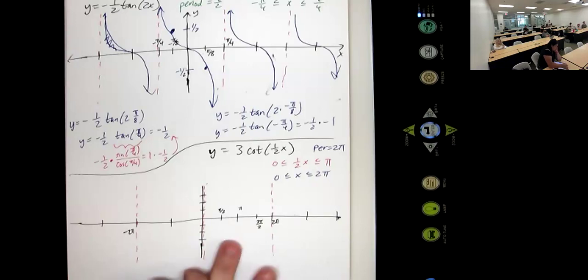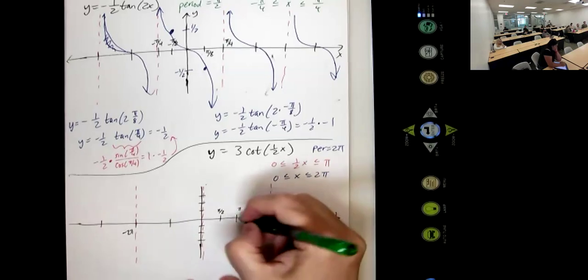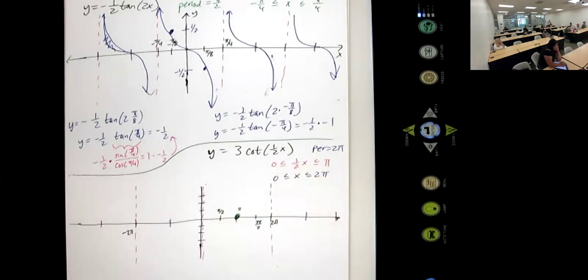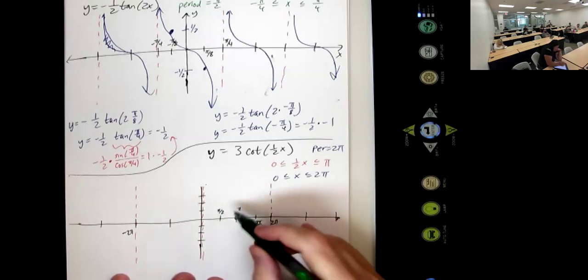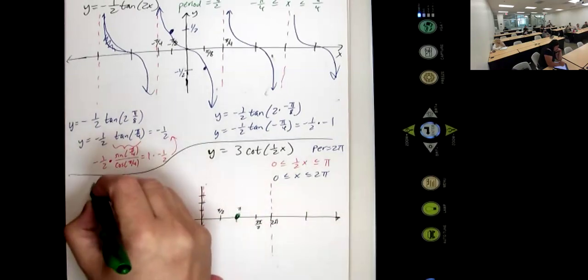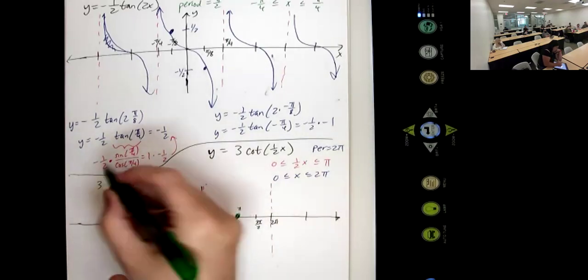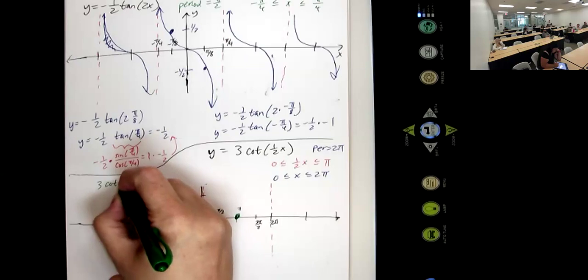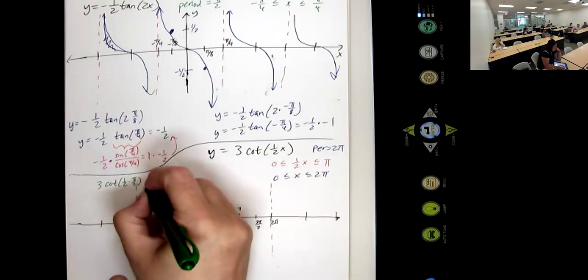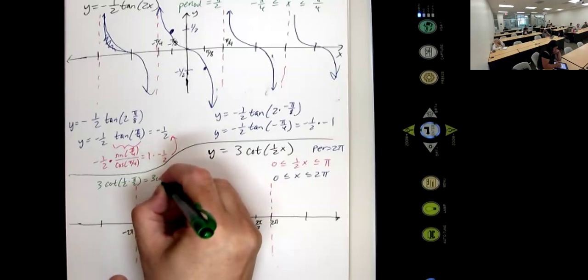What happens at the middle of the graph? What's happened in the middle of the graph for all of these so far? 0. Tangent and cotangent, the middle was 0. So if you don't remember which way it goes, is it up on the left or up on the right? Just plug in one of the values. I'll do the pi over 2, so if we plug in pi over 2, I've got 1/2 times pi over 2. 3 cotangent of pi over 4.